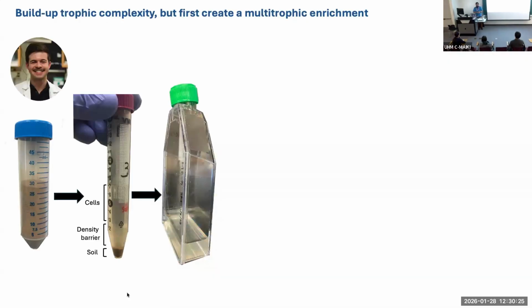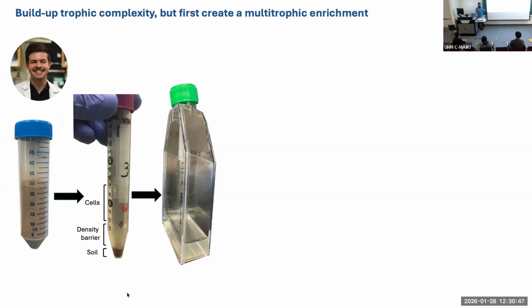So for this, we needed to first create a multi-trophic enrichment. This was work done by my undergraduate student, Matthew Heidenblut. You can see him there. He is coming back next fall to do his PhD in my lab. Excellent guy.